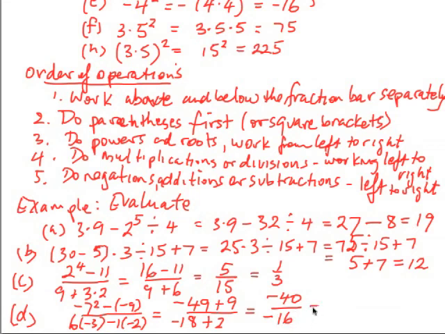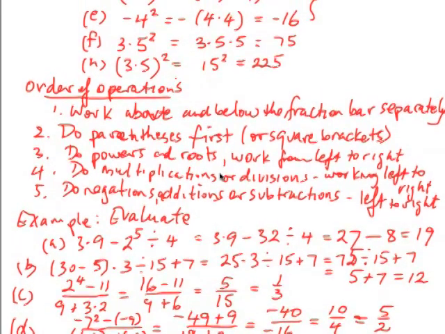Okay. Now notice that we have a negative above and below, so this becomes a positive now, and we can divide by 4s to get 10 over 4, which of course dividing through by 2 gives us 5 on 2. That's our answer. And that's the way we do the order of operations.